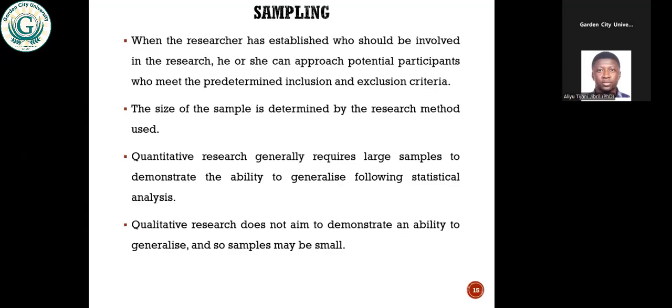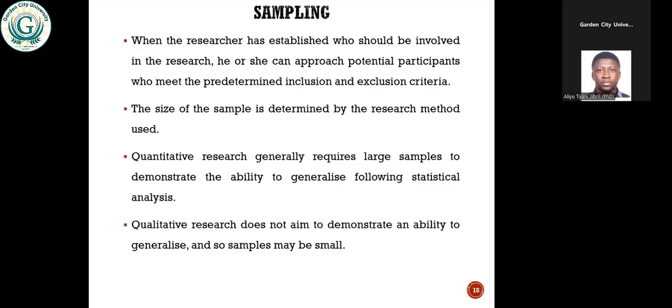They also have snowball sampling, which is usually used for individuals that are quite hard to reach. In snowball sampling, when you find 1 or 2 individuals who fit the inclusion or exclusion criteria and agree to be part of your study, then you can use these individuals to help you get others to be part of your study. That's how snowball sampling works.